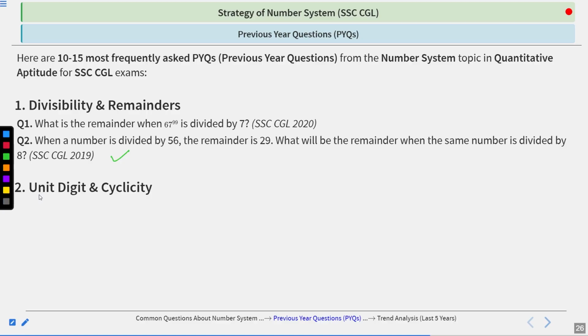Now we will see the questions asked in previous years related to unit digit and cyclicity. So the question is, what is the unit digit of 2467 to the power 153 plus 342 to the power 8? This question was asked in the SSC CGL exam 2018.